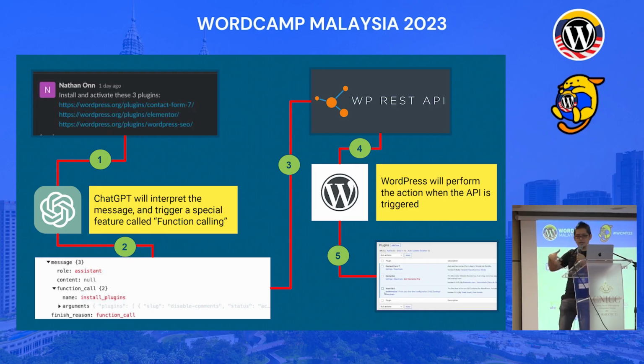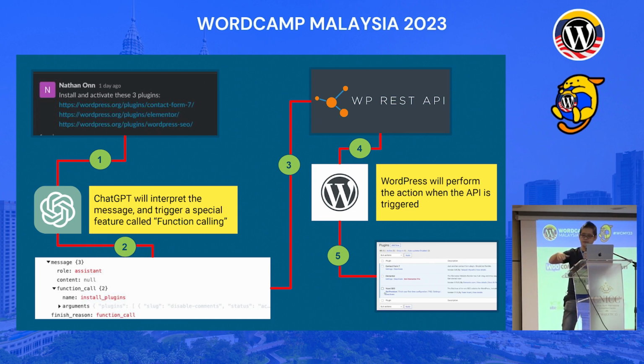So this is another flow. It's basically this message again. ChatGPT will interpret the message and then trigger a special feature called function calling. ChatGPT API has this feature called function calling. Function calling is basically you teach AI to understand our command and then decide what to do. In this case, ChatGPT will decide that based on this message, you want to install plugins, and these are the data. Based on that, you trigger the REST API, and WordPress will perform the API call and install the plugins. So these are all the flow.